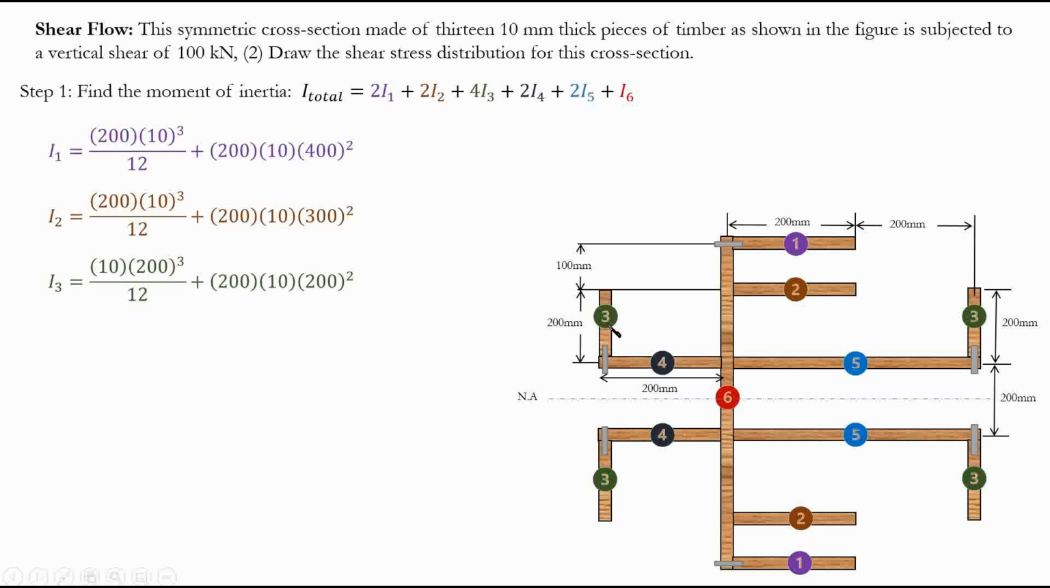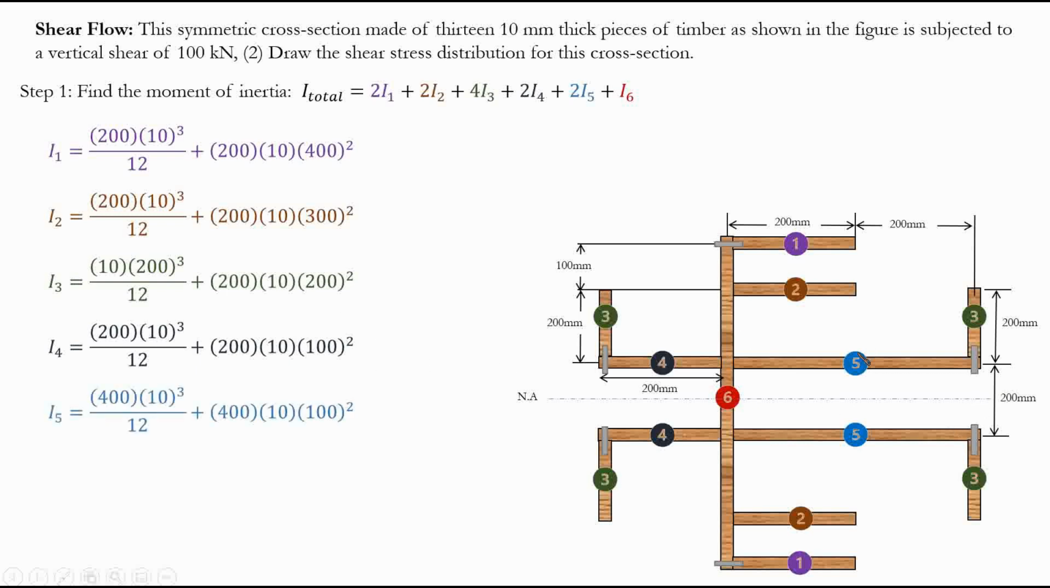What is the distance? It's from the centroid of this segment to the global neutral axis, which is 100 plus another 100, so 200 squared. And what about I4? So for this segment, we're going to have 200, which is the base, multiplied by the height to the power of 3, which is 10 to the power of 3 divided by 12, which is what we have, plus the parallel axis theorem, which basically says the area of this segment, which is 200 times 10, multiplied by the distance squared. What is the distance? 200 divided by 2, or 100. So 100 squared is what we have here.